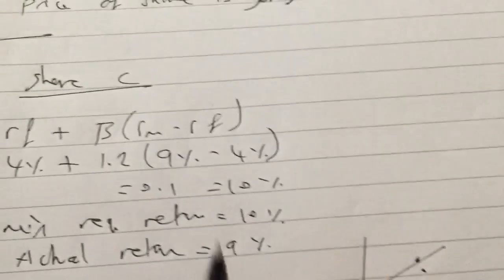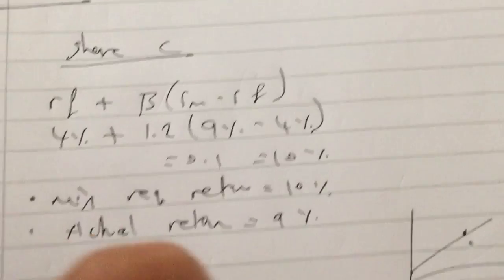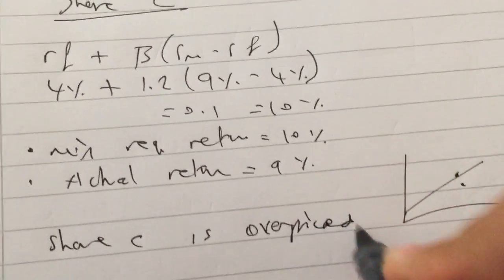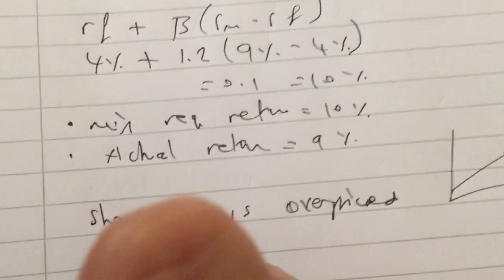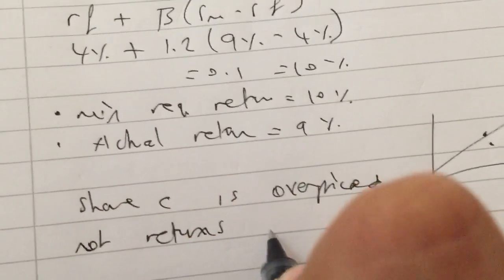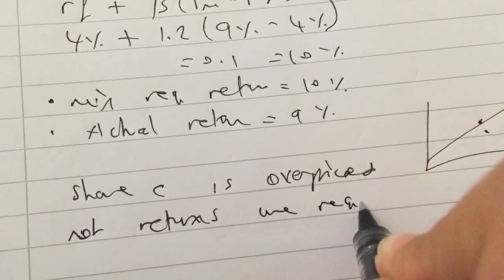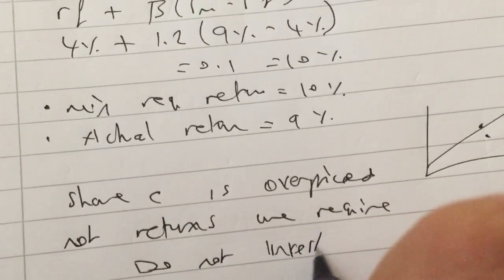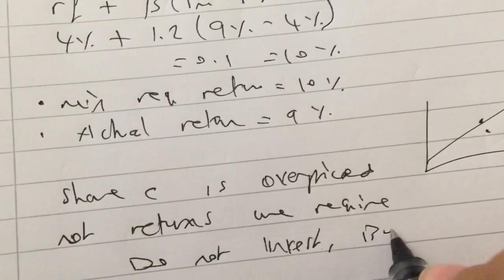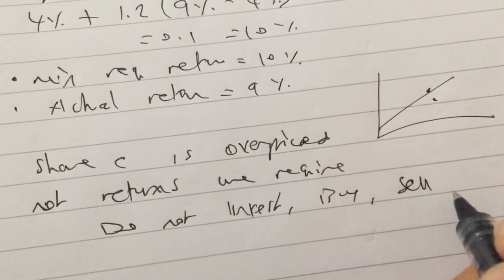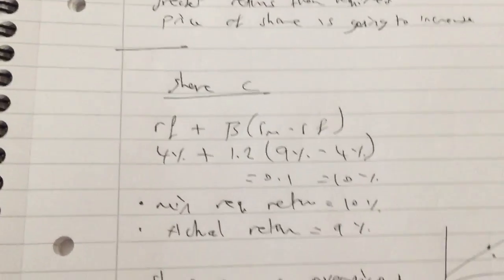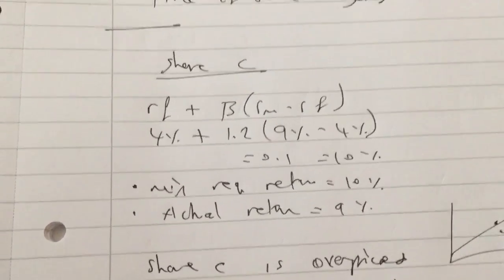If we're looking at this on a graph, we're supposed to be getting 10, but we're really getting 9. What does it mean? Share C is overvalued, overpriced. It's not giving us the returns we require. Do not buy. Do not invest. And if you own it, sell it, because we don't want it. That's what our recommendations are.